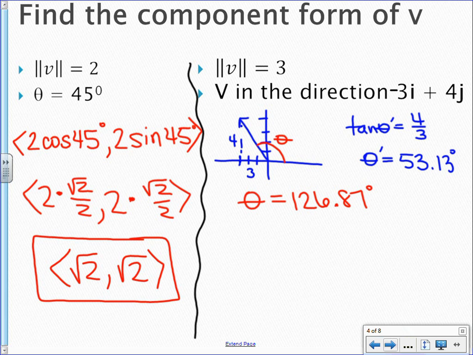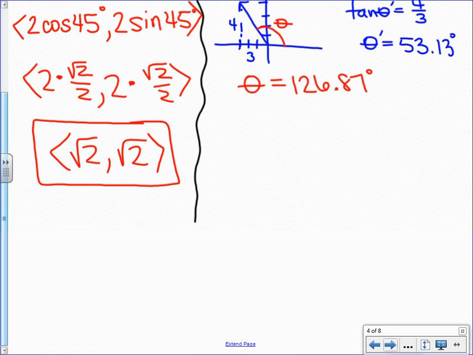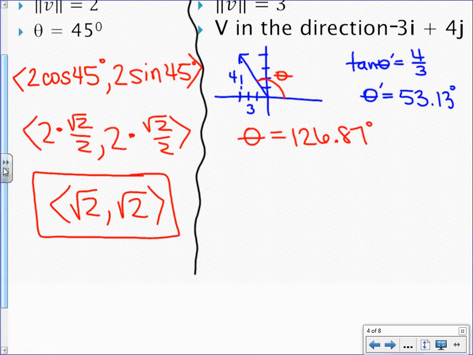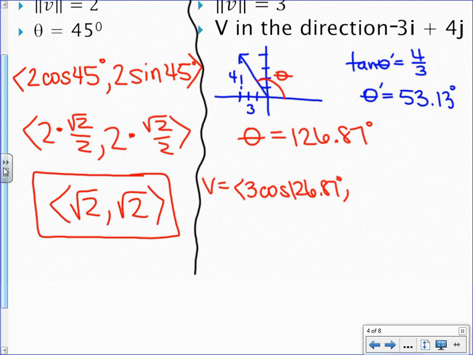So now we have our magnitude and we have our direction. To find our vector v, we can take the magnitude times the cosine of 126.87, and we can take the magnitude times the sine of 126.87.